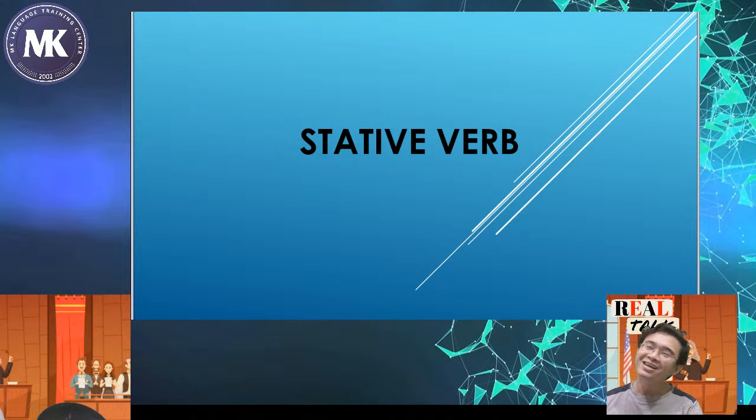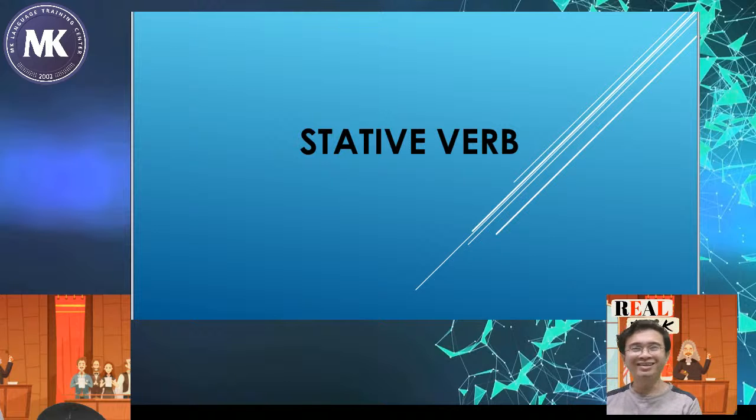Yesterday we discussed dynamic verbs, right? When you say dynamic verbs, these verbs show action. And of course, it has four types. We have accomplishment verbs, semi-affectives, activity verbs, and those kinds of verbs. So most of them somehow show action.